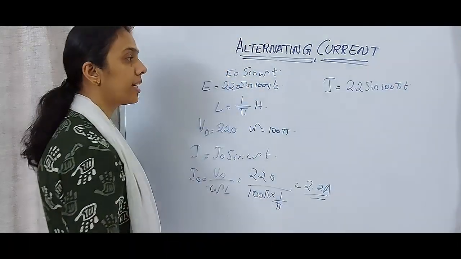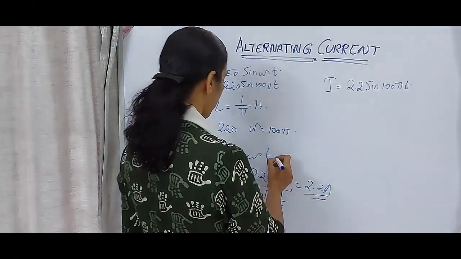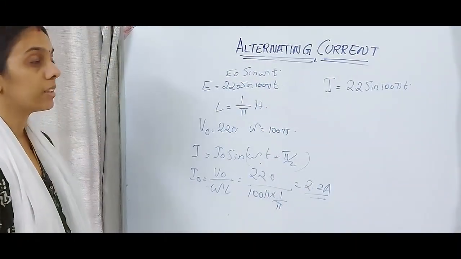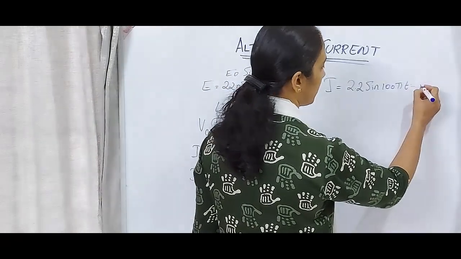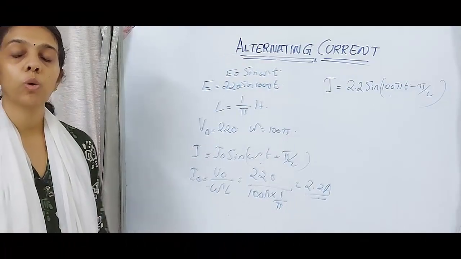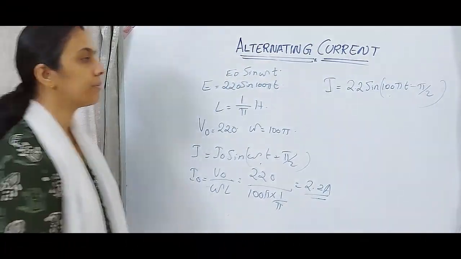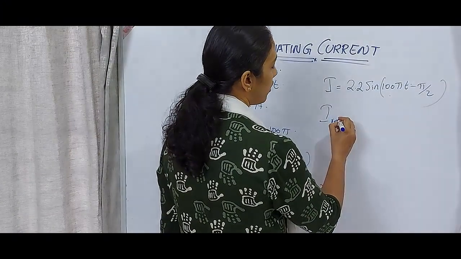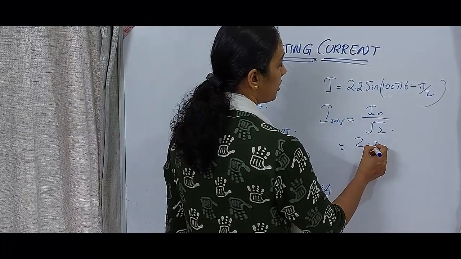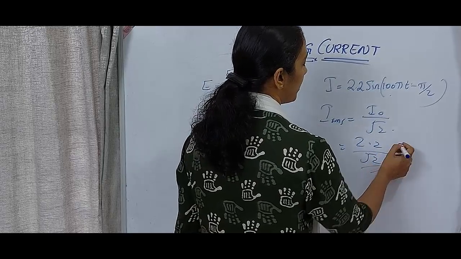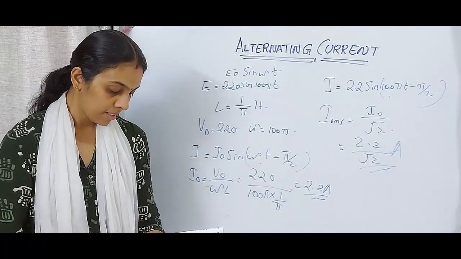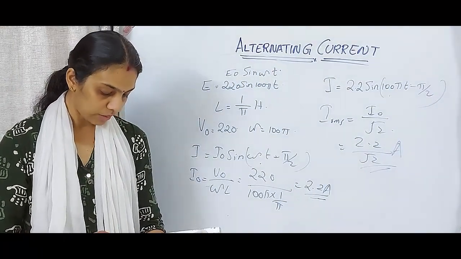Sorry, the minus pi by 2 is also there: sin of omega t minus pi by 2, because it is an inductive circuit. This is the value of current. Now we need to find out what the ammeter reading will be. Ammeter reading means I RMS. For the RMS value of current we should find I0 by root 2. Therefore, 2.2 divided by root 2. This will be the RMS value of current. Okay, clear? This is the same kind of question that will be asked.